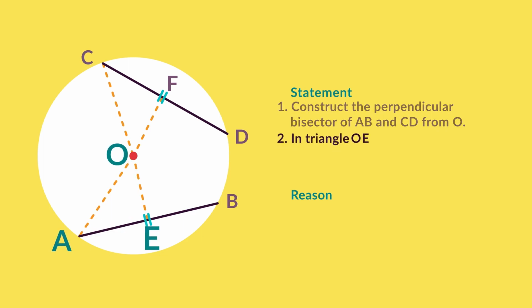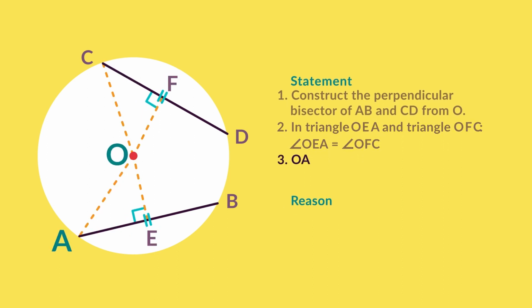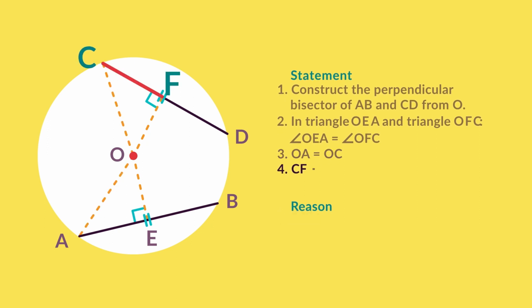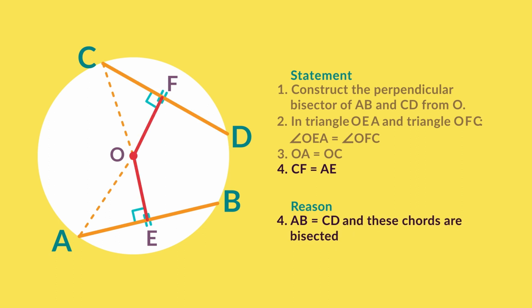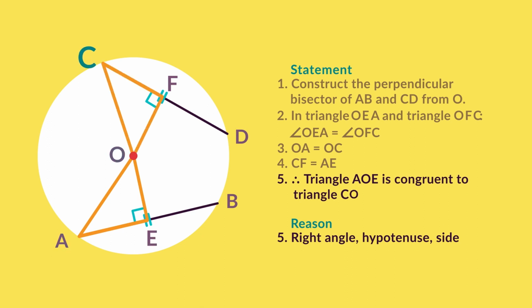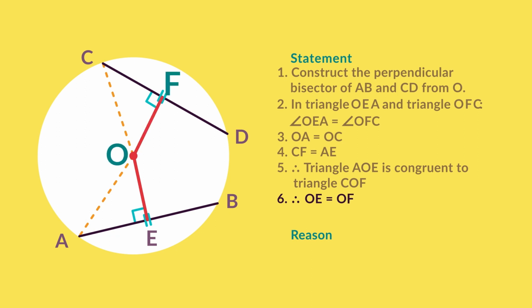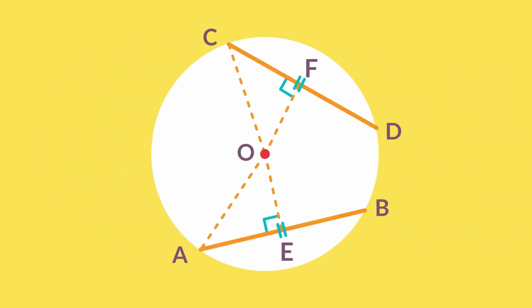In triangle OEA and triangle OFC, angles OEA and OFC are equal because they are right angles. And we know OA equals OC because they are radii. CF is equal to AE because AB is equal to CD and these chords are bisected. Therefore, triangle AOE is congruent to triangle COF. So OE is equal to OF, which means that the chords have the same perpendicular distance from the center.